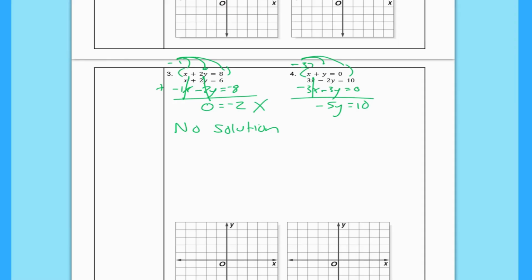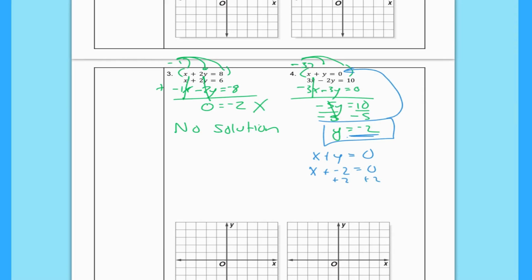Again, if I was just trying to find out how many solutions, I could stop. If I have a variable left, that means I have a solution. If I want to know what that solution is, I need to keep solving. So I'm going to divide by negative 5. y equals negative 2. So we got our first value. We know that the y value has to be negative 2. So I'm going to come up to the first equation just because it looks easier. It was x plus y equals 0, but now I'm going to replace the y value with negative 2. So then x plus negative 2 equals 0. Then we have to add 2 to both sides to make that 2 cancel. x equals positive 2. So then the solution to this would be the point 2, negative 2.